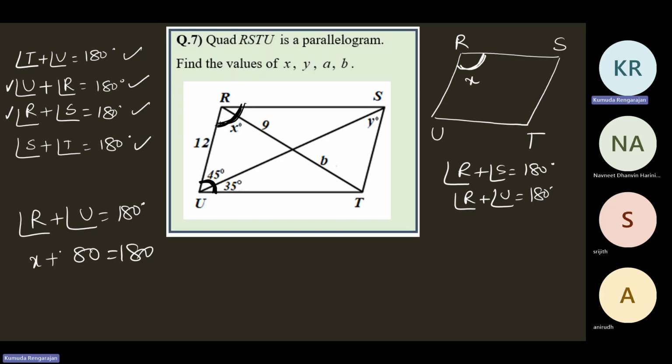So we have to use angle R plus angle U is equal to 180. X plus 80 is 180. X is equal to 180 minus 80. X is equal to 100.